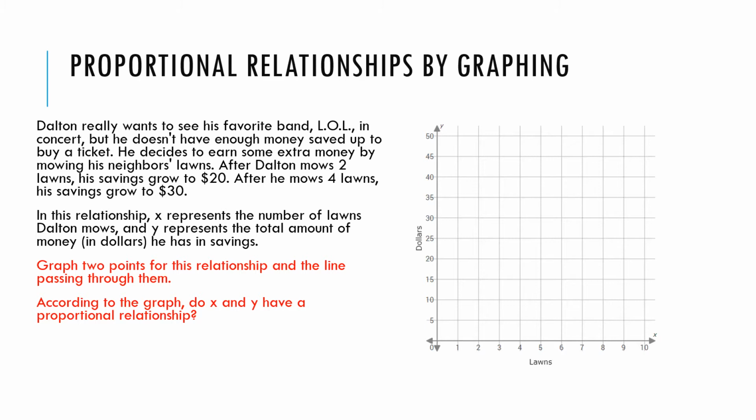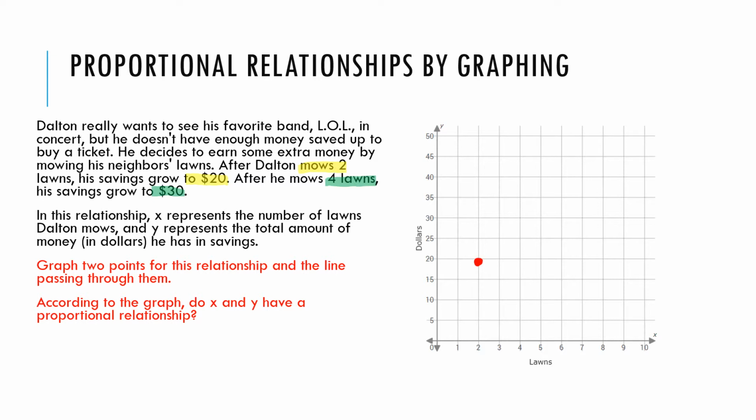Let's look first at what it's telling us about the problem that we're going to graph. So we know that when he mows 2 lawns, that his savings grew to $20. And then after he mowed 4 lawns, it grew to $30. Okay, we're going to need to graph those. Okay, let's graph those. So 2 lawns, so I'm going to cross my x-axis to 2, and then that was $20. So it's going to be about right here.